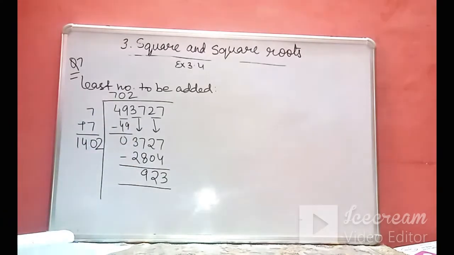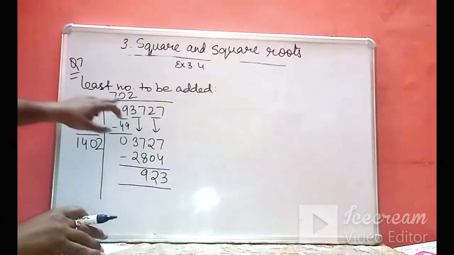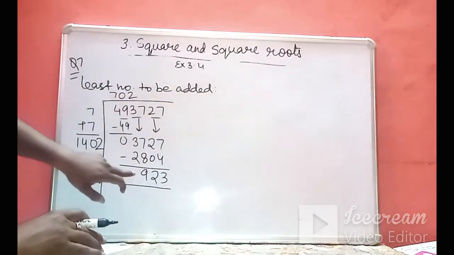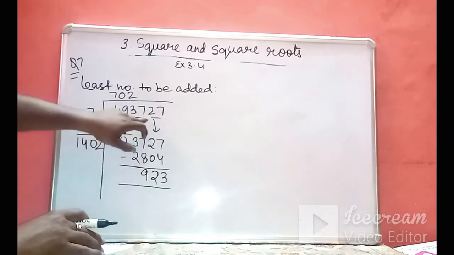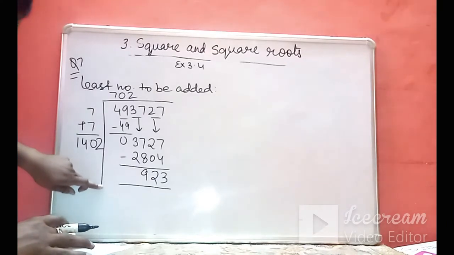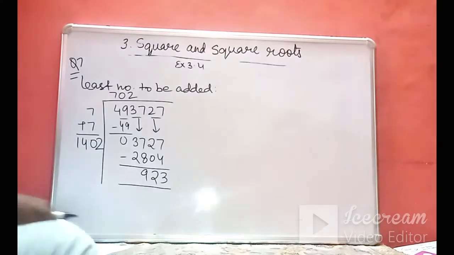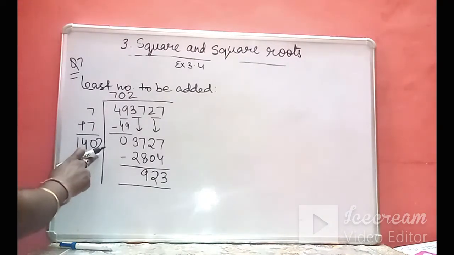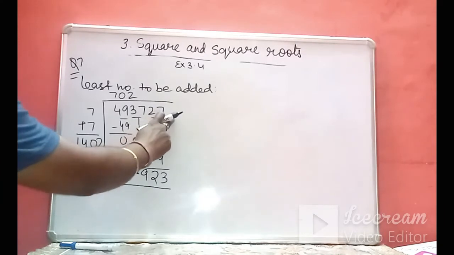Now just see one thing here. We need the least number to be added. That means I cannot subtract 923 from 727 because the number will get decreased. So in that case, just see this, what I have taken here, 2. So I have to increase this number.